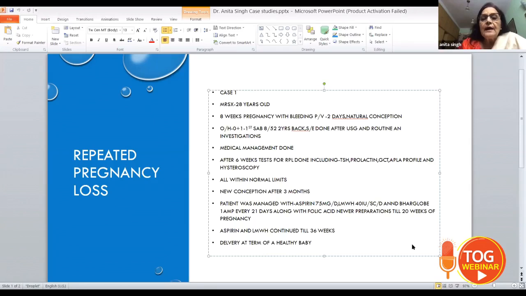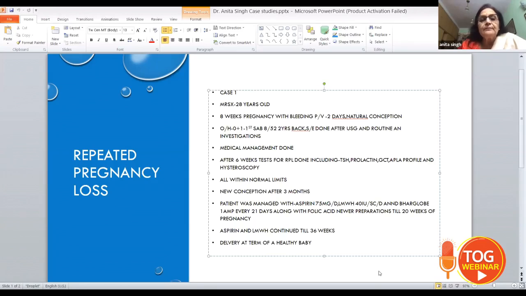After 6 weeks of that abortion, I did the routine investigations which we do for recurrent pregnancy loss, including TSH, anti-TPO antibody, prolactin, glucose challenge test, APLA profile, and I also did hysteroscopy, although the ultrasound findings were normal. But as she was very much worried about her 2 consecutive abortions, I wanted to do everything which has been prescribed for a case of repeated pregnancy loss. And there was no positive finding that I could come across.